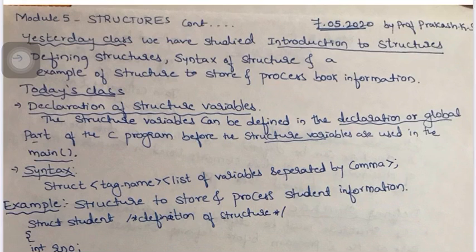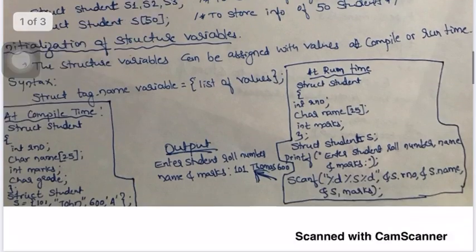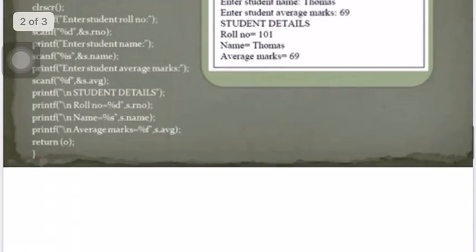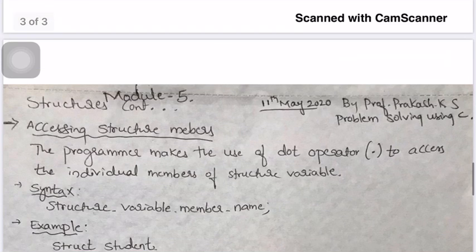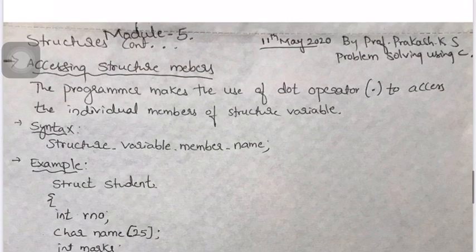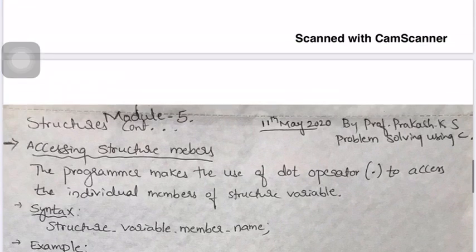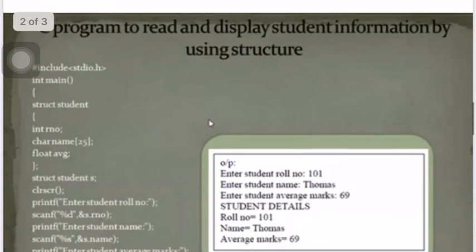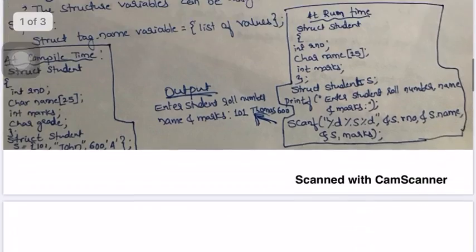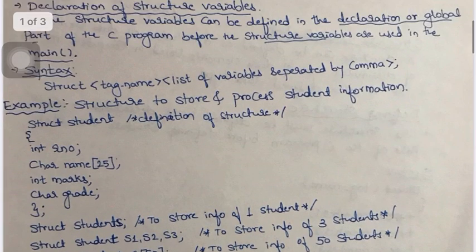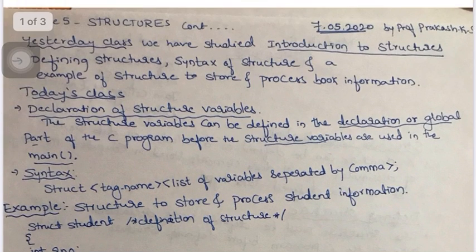Today we will be starting with module 5, the continuation of structures. Today's discussion topic is accessing structure members. Before we continue with today's topic, let's go back and look at what we have studied in the previous class.